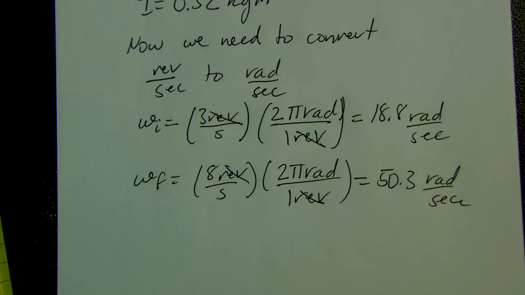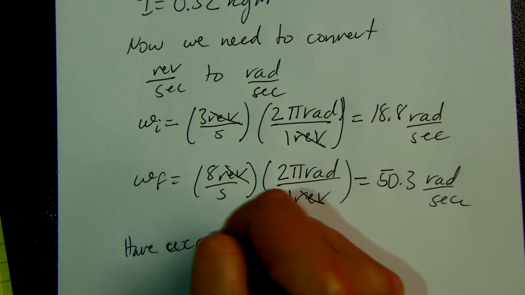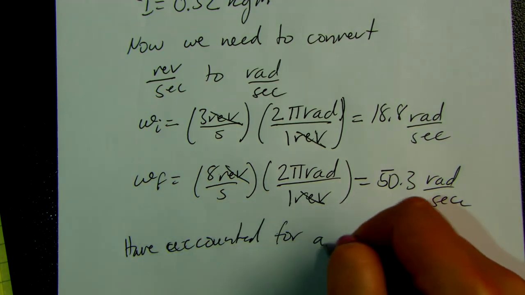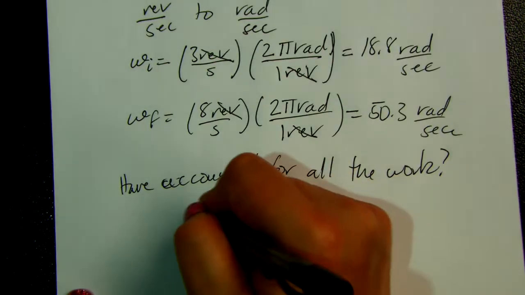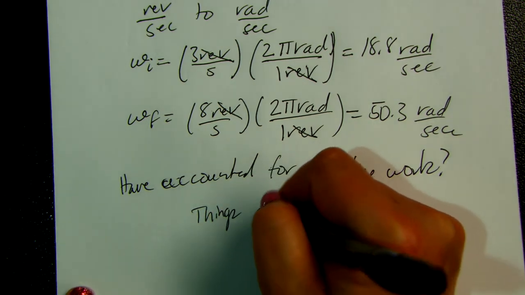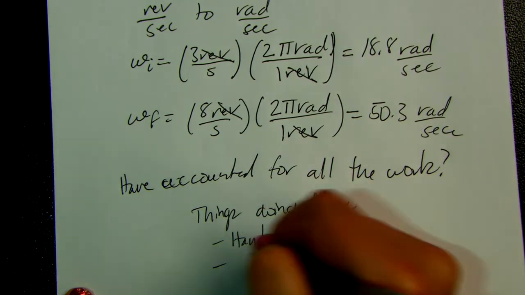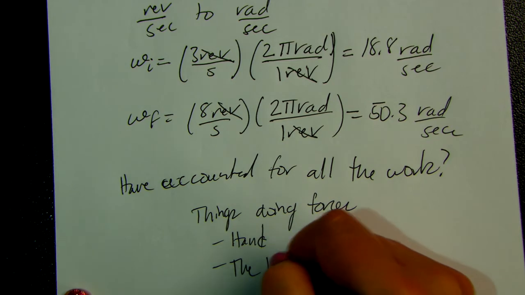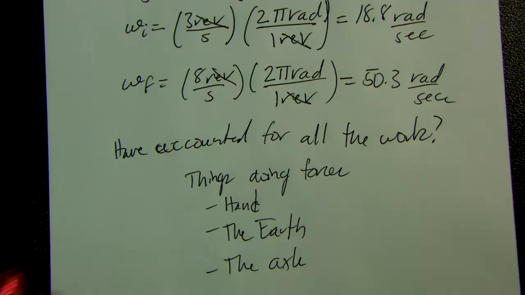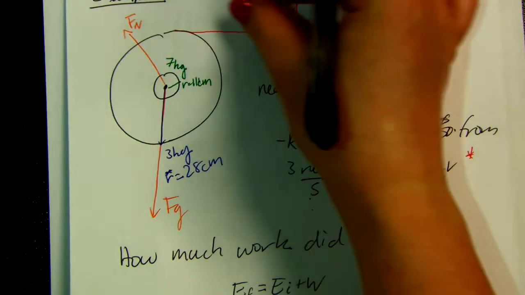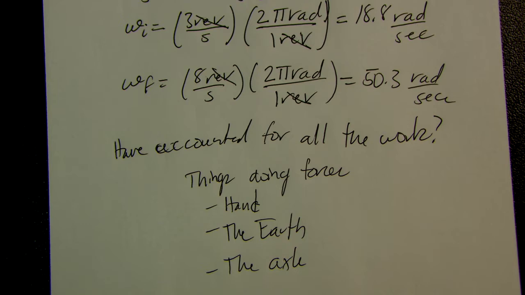Before we go after the work of the hand, let's deal with the other forces. So have we accounted for all the work? We know that things doing work, or things doing forces: we have the hand, the earth, and the axle. Now the hand is definitely doing work. So we know that we are pulling it over a distance, applying a tension force. So that's very straightforward. Okay, so yes, work.